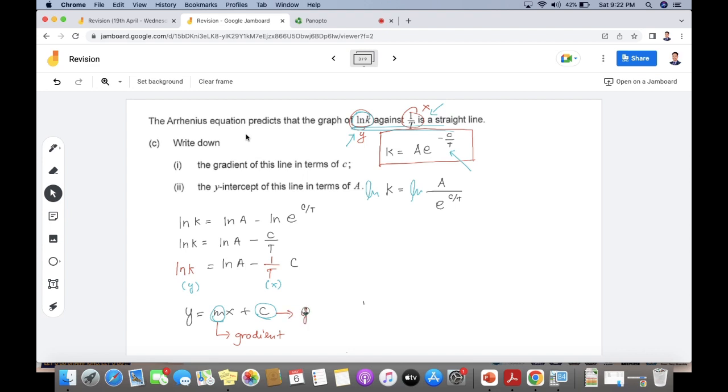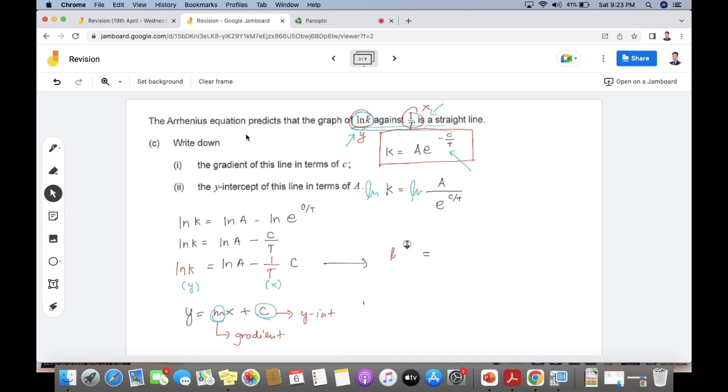Now, for us to easily compare it with y equal to mx plus c, I think we need to rearrange the terms in the ln k equation. So if we rearrange the terms here, we can now write this as ln k equal to negative 1 over T first, then C, or instead, let me erase this one. To make it consistent, let me use red color.